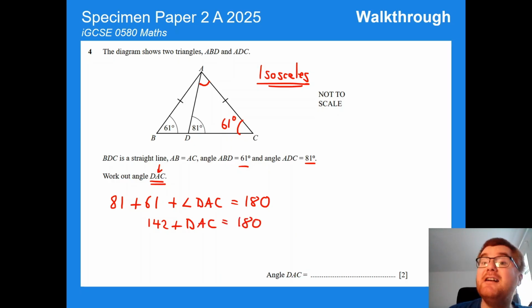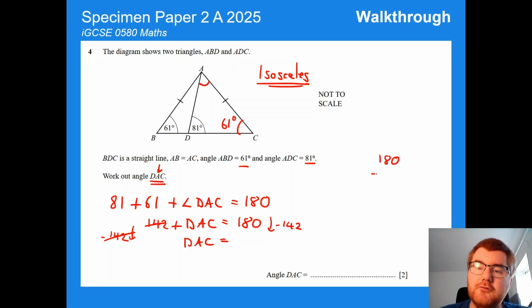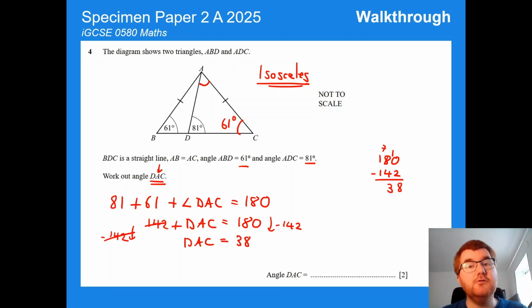And then we want to get the angle on its own. So what's the opposite of adding 142? Well, we minus 142 from both sides. This cancels, giving us, well, DAC, so our angle DAC. And 180 minus 142. Again, if you're not confident with mental methods, we can always use normal subtraction here. So we take 1 from here, borrow it, and we get 8, 3, and this is 0, so we get 38. So you can do the mental maths here, but then you can also check with your normal subtracting ability here.